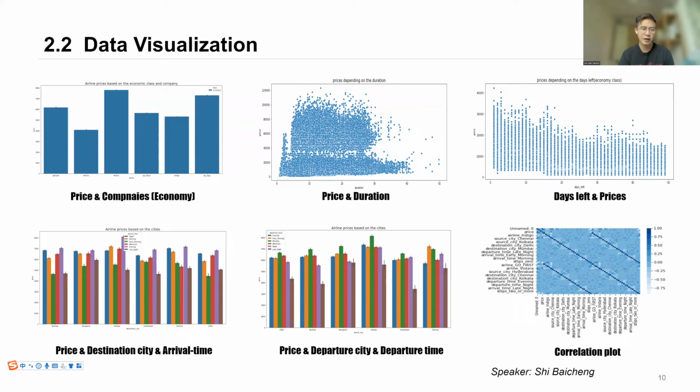For the next part, I drew a plot about the price, destination city, and arrival time. We can easily discover that an evening arrival time will have the highest price. The same principle applies to the price, departure city, and departure time. From the data visualization, we can get some correlations between the variables, but it's not very clear, so we need further investigation. My teammates will introduce the model part and the assessment part.